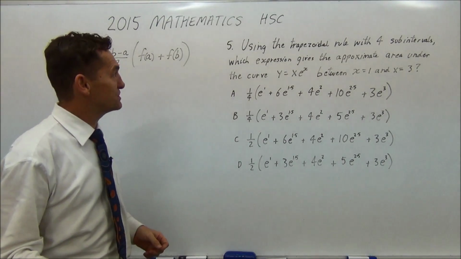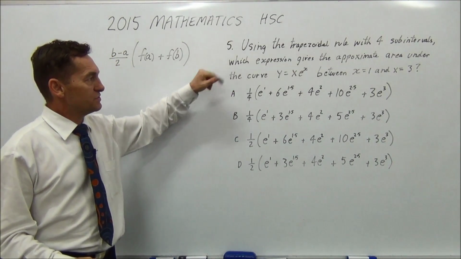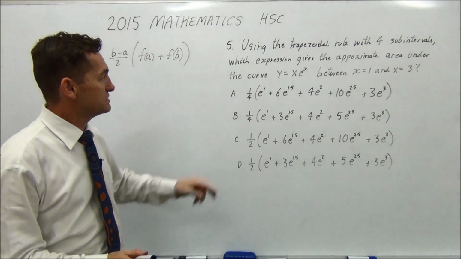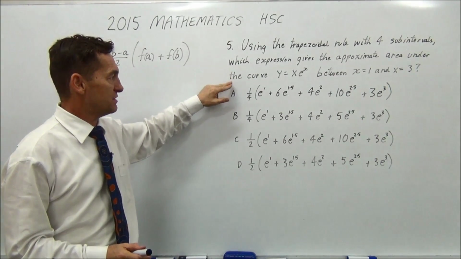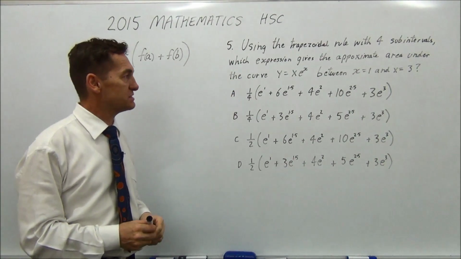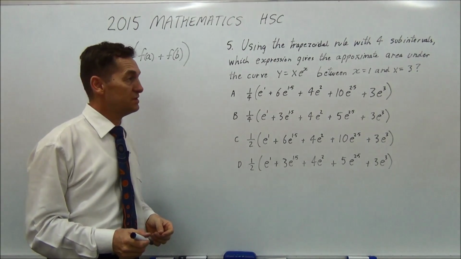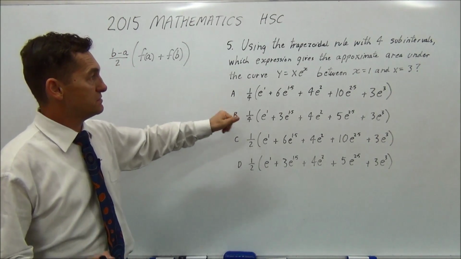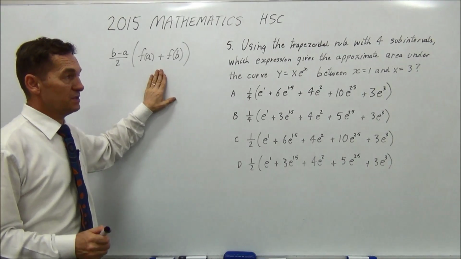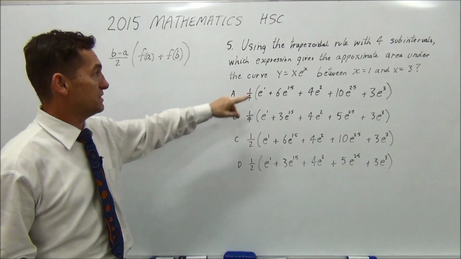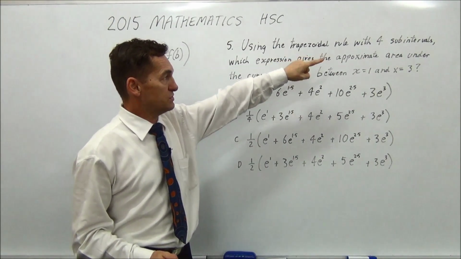Back again, question 5. Using the trapezoidal rule with 4 subintervals, which expression gives the approximate area under the curve y equals x e to the x between x equals 1 and x equals 3? So split it up, use your formula, and it should be pretty straightforward. Use the trapezoidal rule, 4 subintervals.